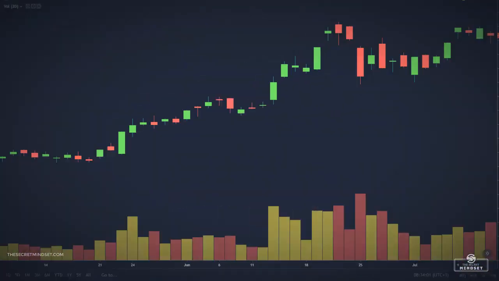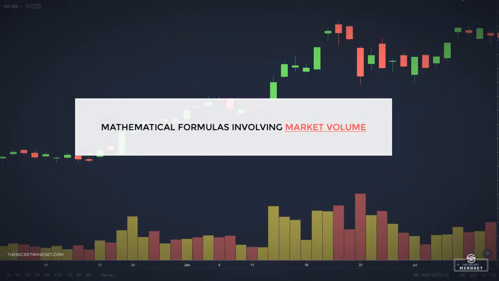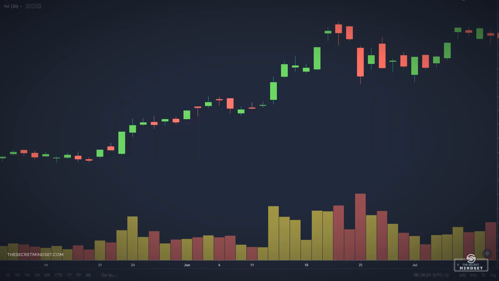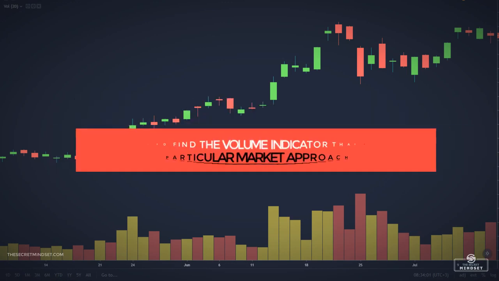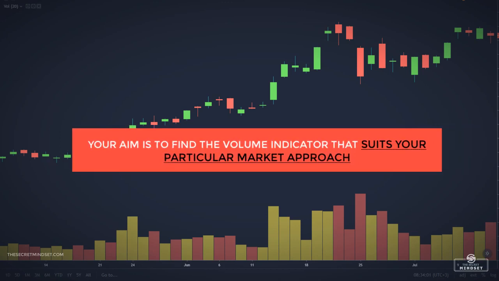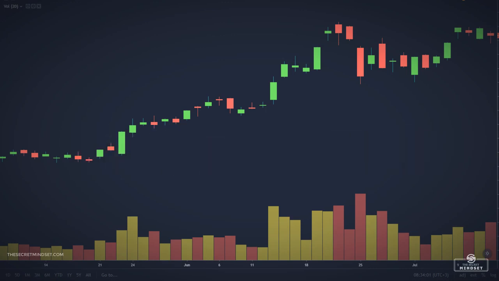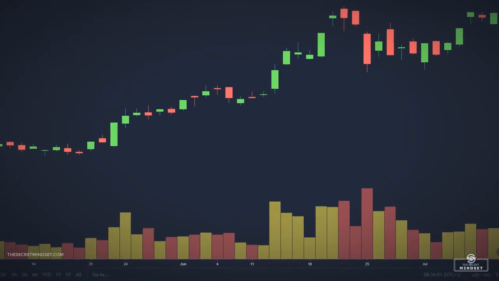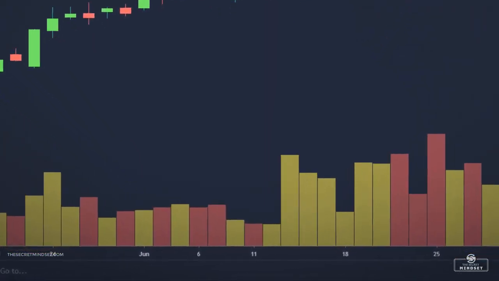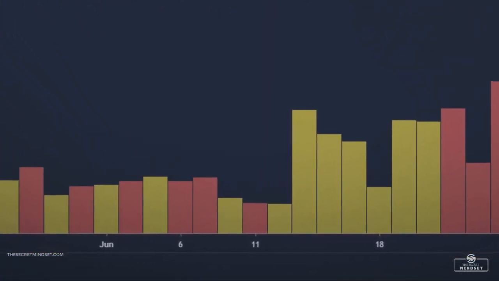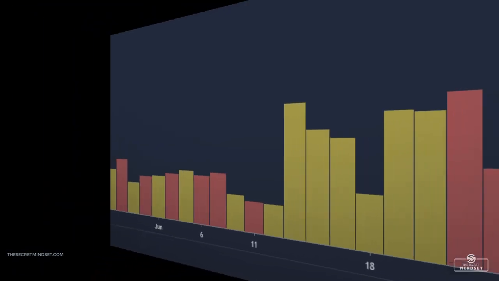Volume indicators are mathematical formulas that are visually represented in almost all trading platforms. Each indicator uses a slightly different formula, and therefore you should find the indicator that works best for your particular market approach. Volume indicators are not 100% required, but they can help you a lot in your trading decision process. There are many volume indicators, and let's discuss briefly the most important ones.